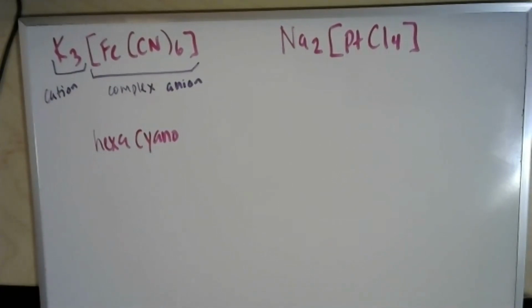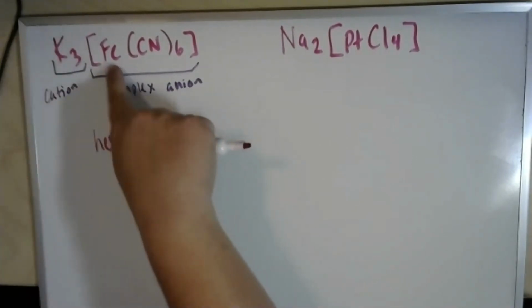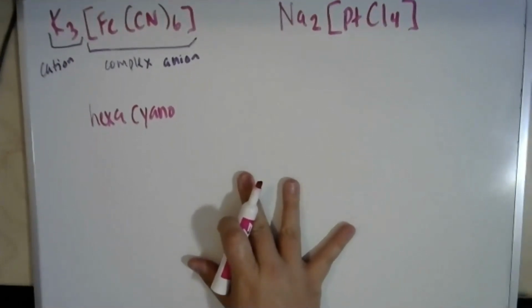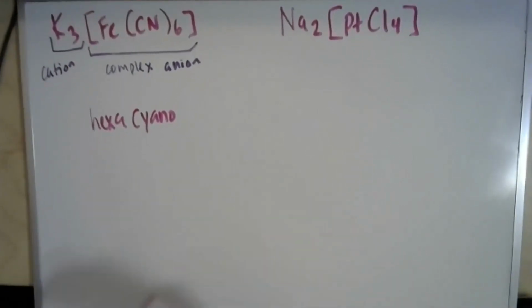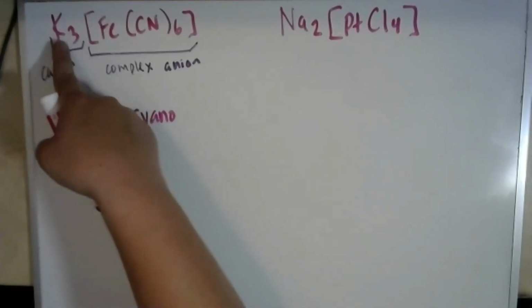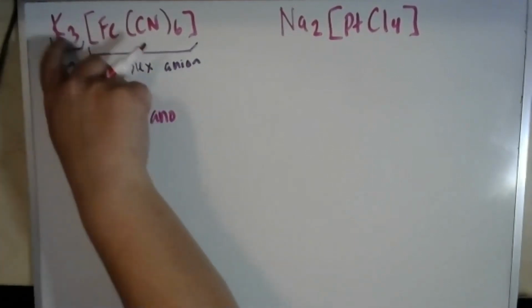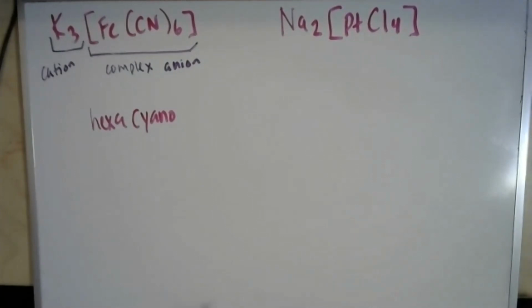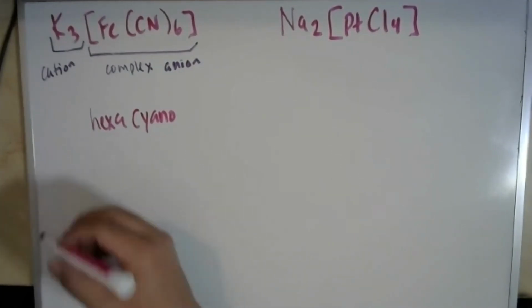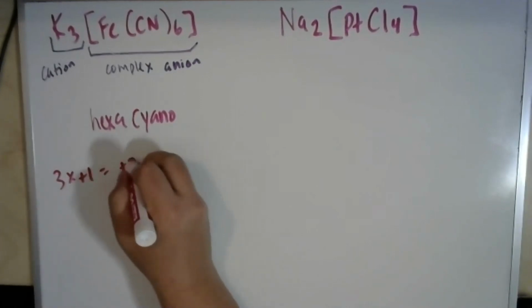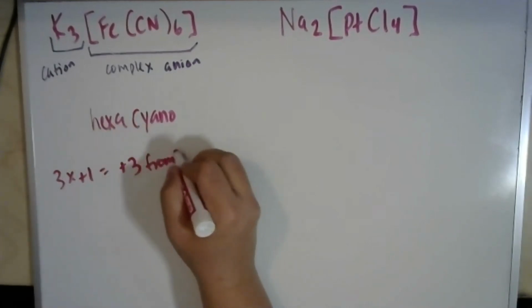But now we have to figure out what the charge is on our central metal in the complex ion. And we're going to do it the same way. I know that we're in an anion here, and sometimes that freaks people out a little bit, but you're going to go through the same process. We have 3 potassiums. Potassium is a group 1 metal. It has a positive 1 charge. So 3 times positive 1 means that you have a positive 3 charge from the potassium.